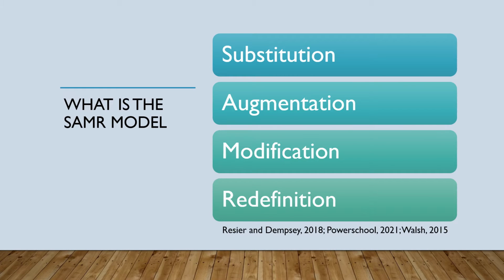So what exactly is the SAMR model? The SAMR model was developed by Dr. Ruben Puentedura and is a progressive model that categorizes 4 varying degrees of integration of technology into the classroom. Those 4 stages are substitution, augmentation, modification, and redefinition.